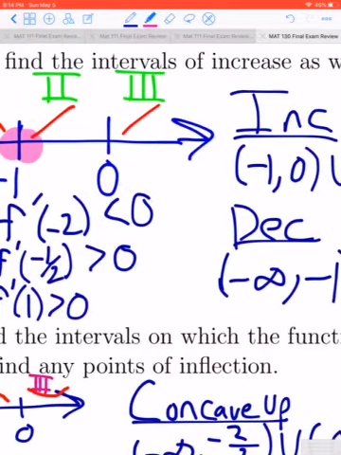There is no relative extreme, however, at x equals 0, because there was no change in the sign of the derivative. F prime was positive to the left of 0, and it's going to be positive immediately to the right of 0, so because there's no sign change there, you do not get a relative extreme value.